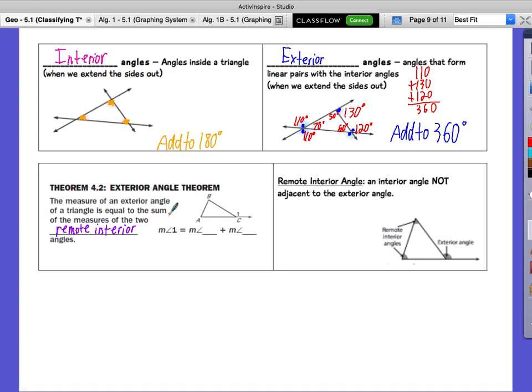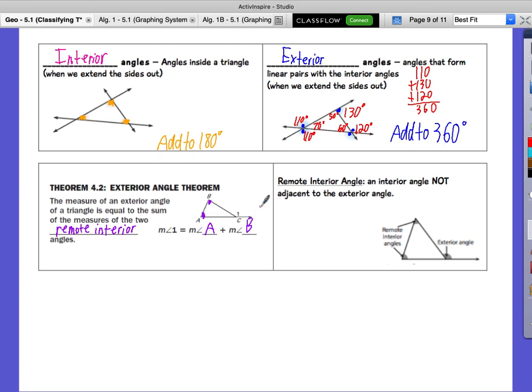So remote interior angles are the 2 angles away from it. So angle 1, if this is the exterior angle, what would the 2 remote interior angles be? A and B. A and B would be our 2 remote interior angles, because they're the ones away from it. C wouldn't be, but A and B are the ones away from it. So what we're saying here is the measure of an exterior angle, angle 1, would be the sum of the remote interior angles A and B.